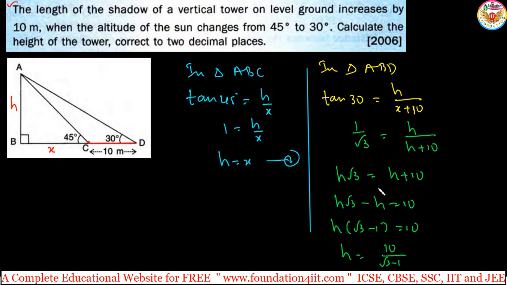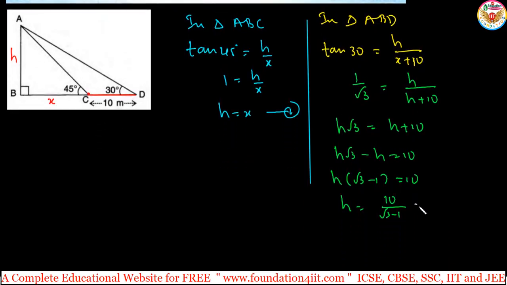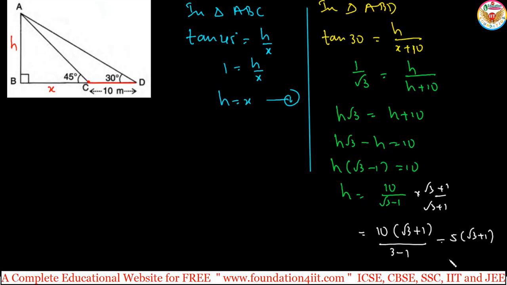You can rationalize the denominator and solve this type of problem. So multiply by root 3 plus 1 by root 3 plus 1. 10 into root 3 plus 1. A minus B into A plus B is A square minus B square. 3 minus 1, so that is 2. 10 by 2 is 5. Finally, 5 into root 3 plus 1.